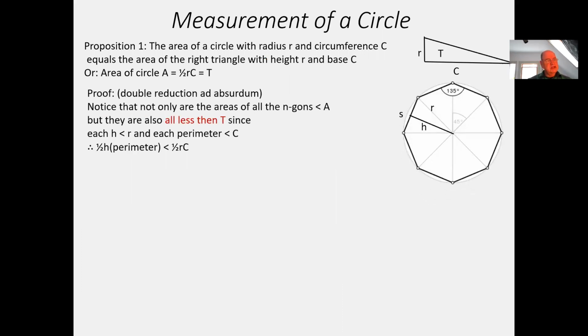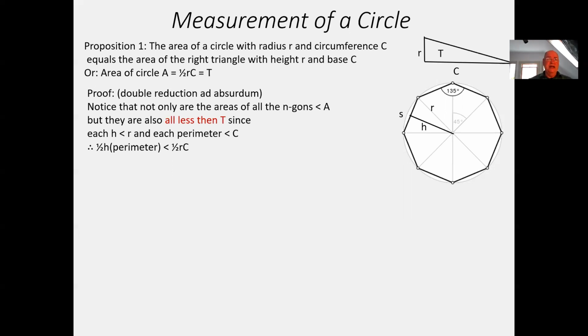The proof is a double reductio ad absurdum. Sounds very complicated. It's not. What he's going to show is that there's no way for it not to be the case. That if you tell me that the area of the circle is less than the area of the triangle, I'm going to show that that's impossible. I will reduce that to the absurd. There's no way that the area of the triangle can be less than the area of the circle. I'm then going to turn around and say, if you think that the area of the circle could possibly be bigger than the area of the triangle, I'm going to show that that's absurd, that that can't be the case either.